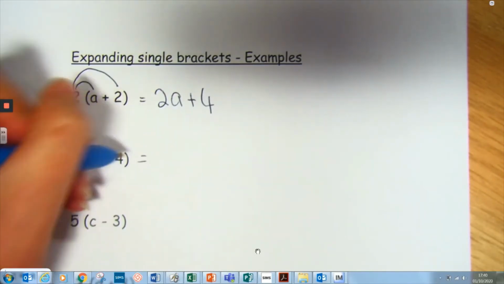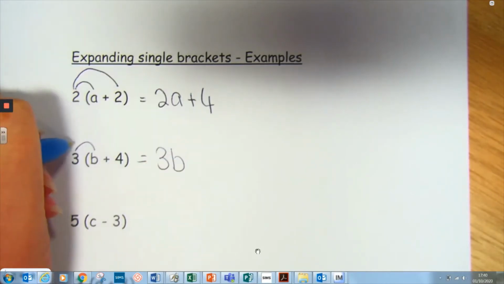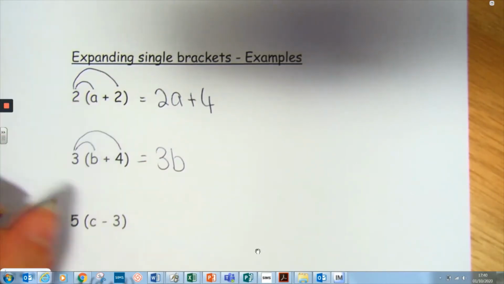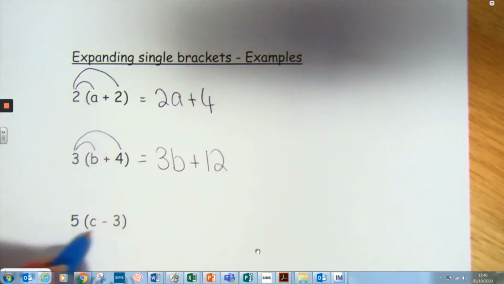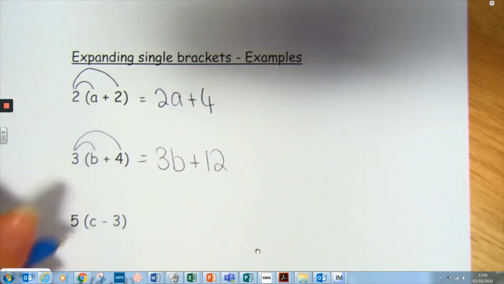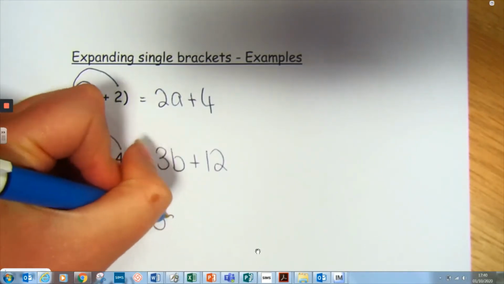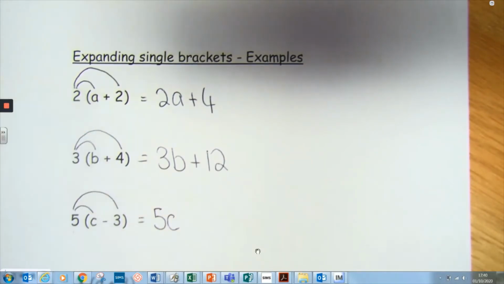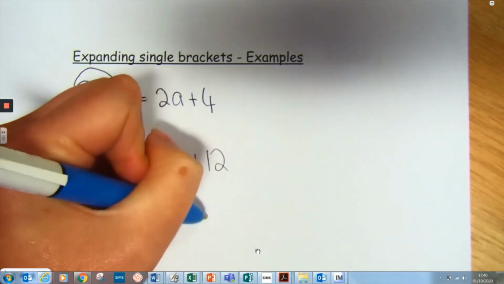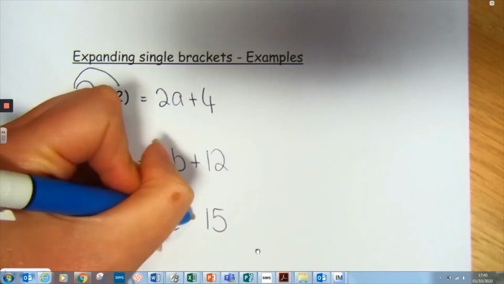The second one, we're going to do 3 times b, which is 3b, and then we're going to do 3 times 4, which is 12. And then here we've got to be careful because there's a negative involved, so we're going to do 5 times c, which is 5c, and then we're going to do 5 times negative 3. So 5 times 3 is 15, and a positive times a negative is a negative.